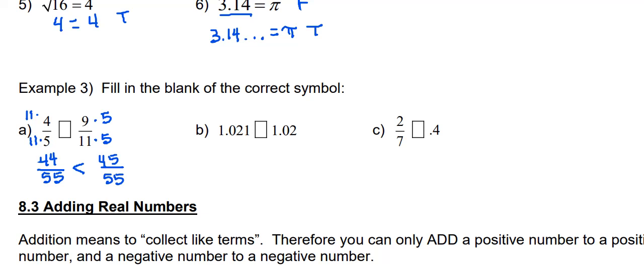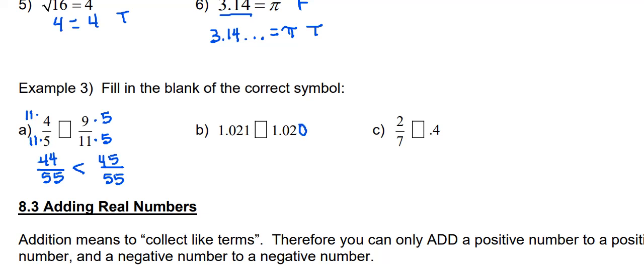In B, we have decimals. And when we compare decimals, we need to have the same number of decimal places. So in this first decimal, we go to the thousandths place. So we need to do the same thing in the second term. In order to do that, I'm just going to add a 0.